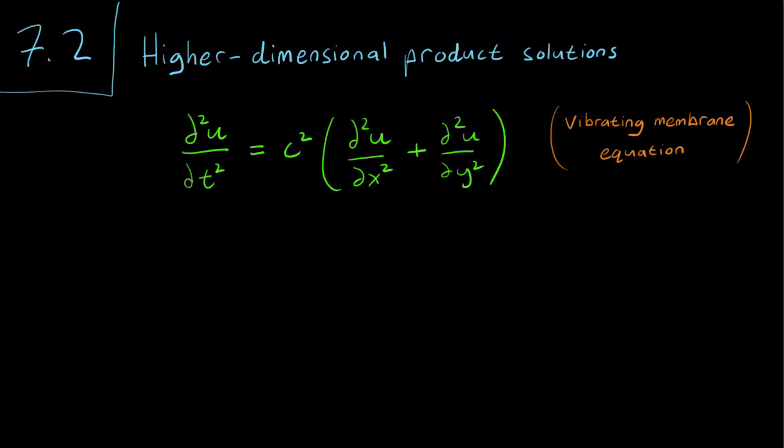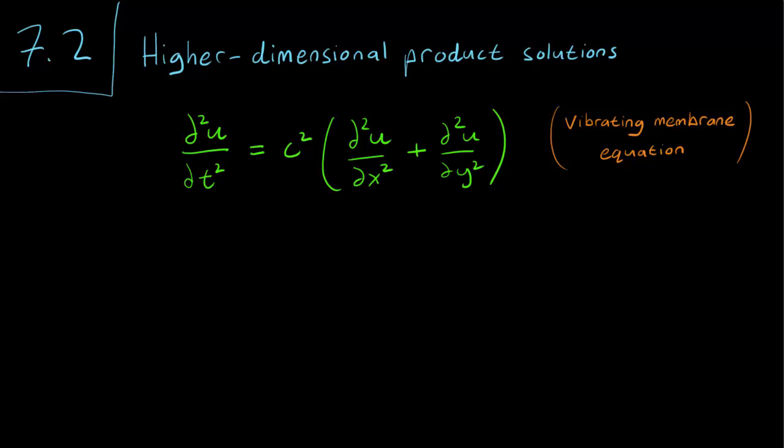Hello class, this is section 7.2 and in this video we are going to discuss higher dimensional product solutions. Let's consider the vibrating membrane equation, although everything we say in this video will apply to the higher dimensional heat equation as well. And we're going to ignore the boundary conditions for now, even though there will be boundary conditions in a vibrating membrane equation. You can think of this equation as calculating the movement of a trampoline.